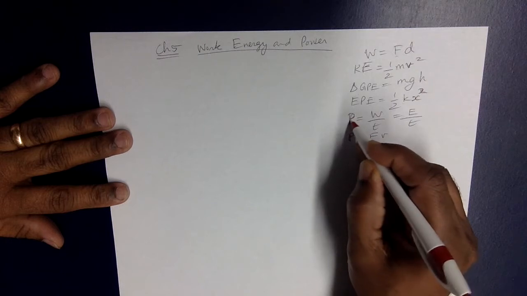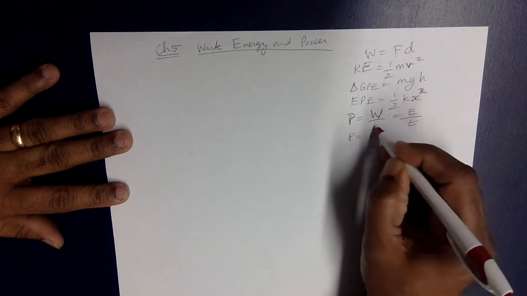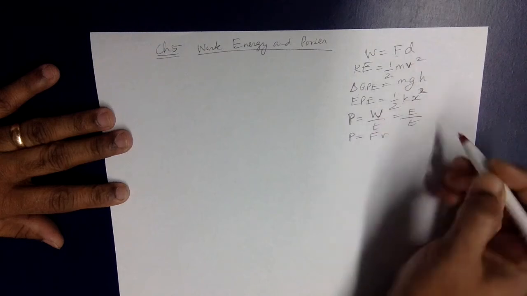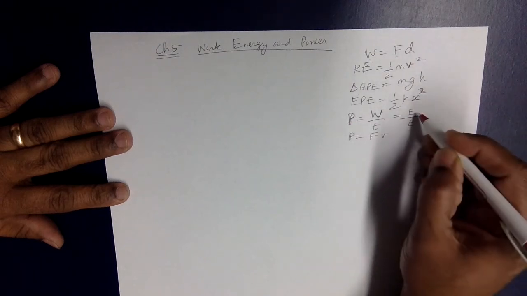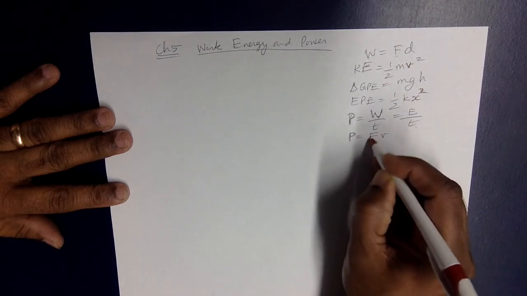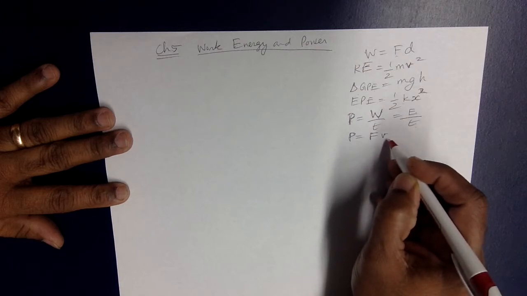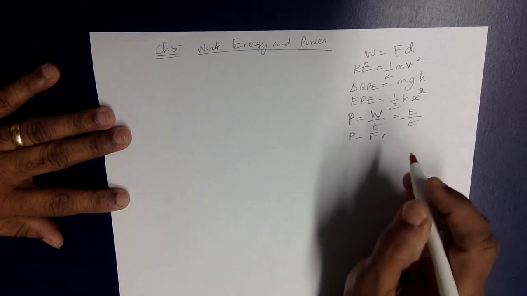Power is measured in watts. Work is measured in joules, so watts is joules per second. Power in watts is force times velocity. Velocity should be in meters per second, not in any other unit.